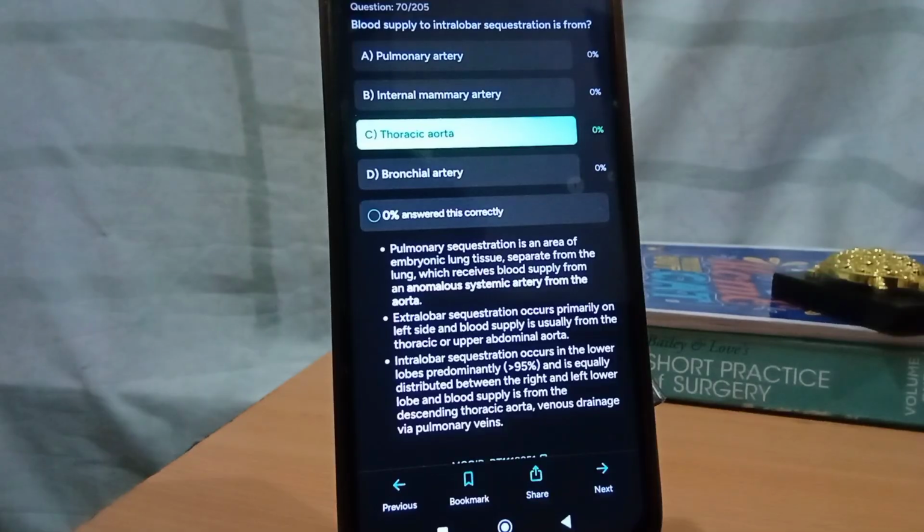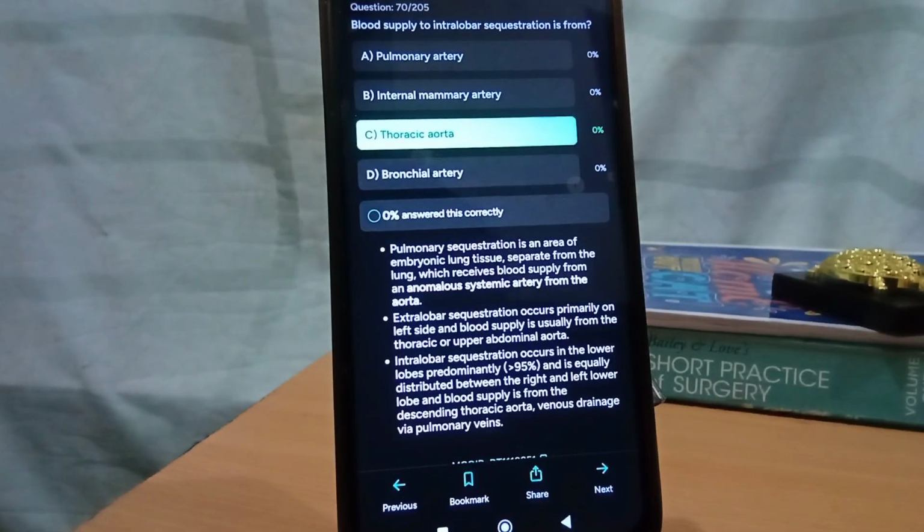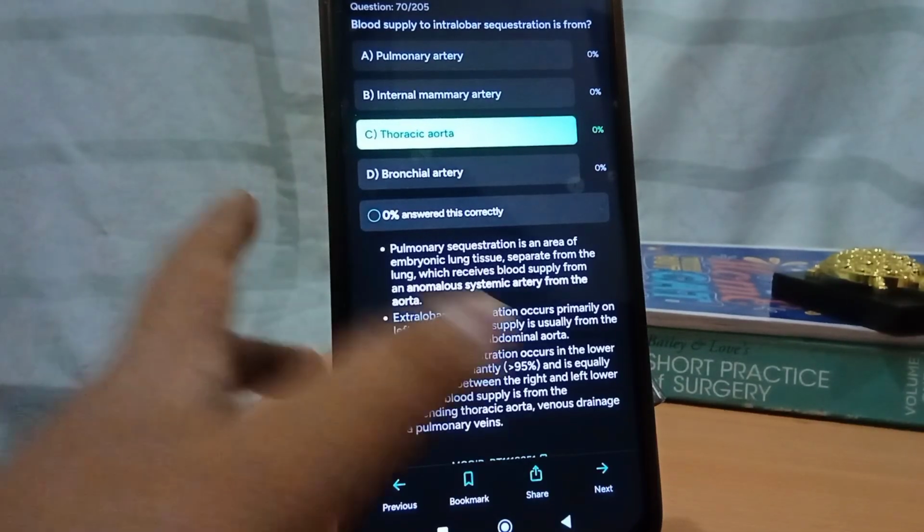Blood supply to the intralobar sequestration is from the thoracic aorta. Pulmonary sequestration is an area of embryonic lung tissue separate from the lung, which receives blood supply from an anomalous systemic artery from the aorta. Extralobar sequestration occurs primarily on the left side, and blood supply is usually from the thoracic or upper abdominal aorta. Intralobar sequestration occurs predominantly in the lower lobes, more than 95%, and is equally distributed between the right and left lower lobe. So blood supply is from the descending thoracic aorta, and venous drainage is to the pulmonary veins.